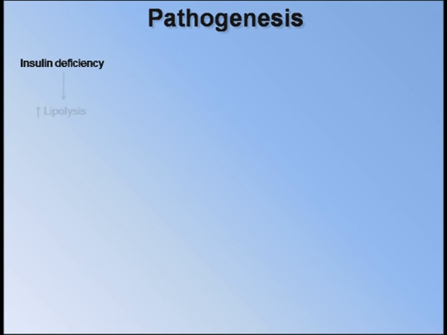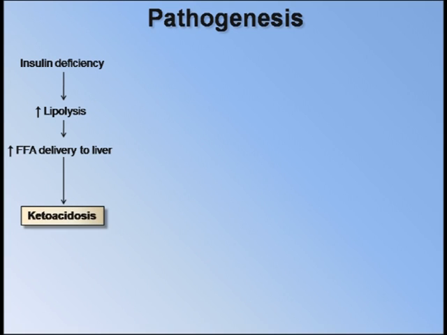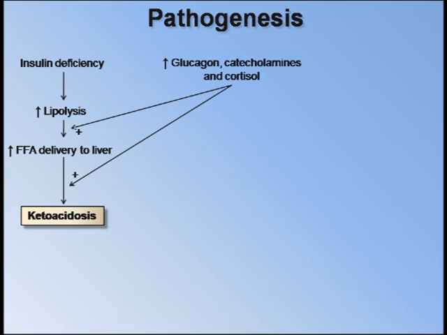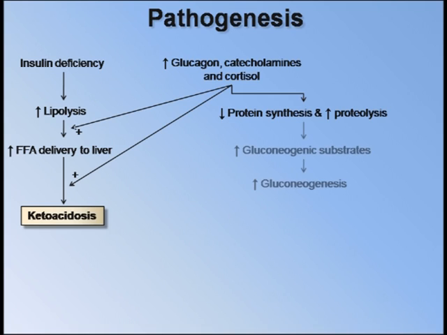Whatever the reason, insulin deficiency will lead to increased lipolysis, which then leads to increased delivery of free fatty acids to the liver. In the liver, these excess free fatty acids get converted into ketoacids. Next, as a separate problem, some patients may have excess glucagon, catecholamines, and/or cortisol, all of which may be due to an acute infection or excessive physiologic stress, such as that seen in a myocardial infarction. These excess hormone levels will upregulate the pathways leading to ketoacids. They will also lead to decreased protein synthesis and increased protein breakdown, which will provide more substrates for gluconeogenesis.